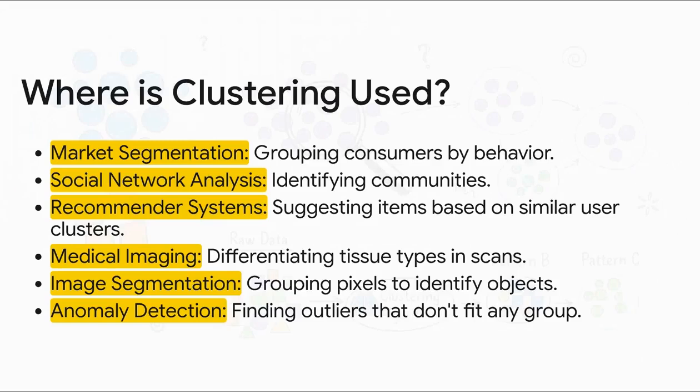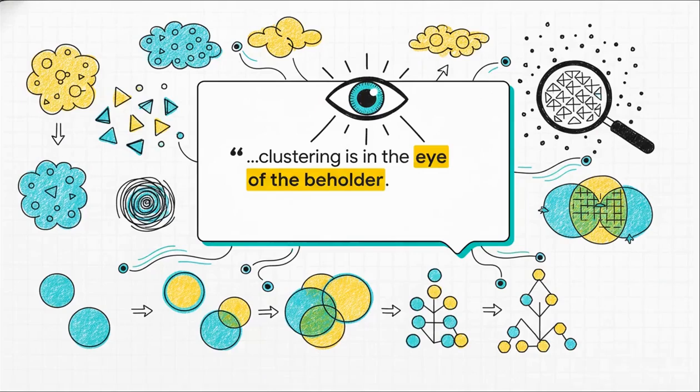Companies use it to segment their customers into different groups based on how they shop. Social networks use it to find communities of friends. Recommender systems, like on Netflix, put you in a cluster with people who have similar tastes to suggest what you should watch next. It's used in medicine to find tumors in scans, to identify objects in photos, and even to spot credit card fraud.